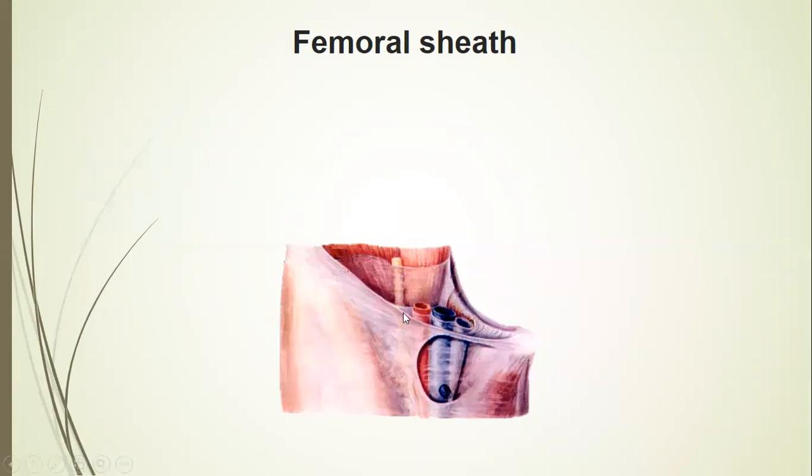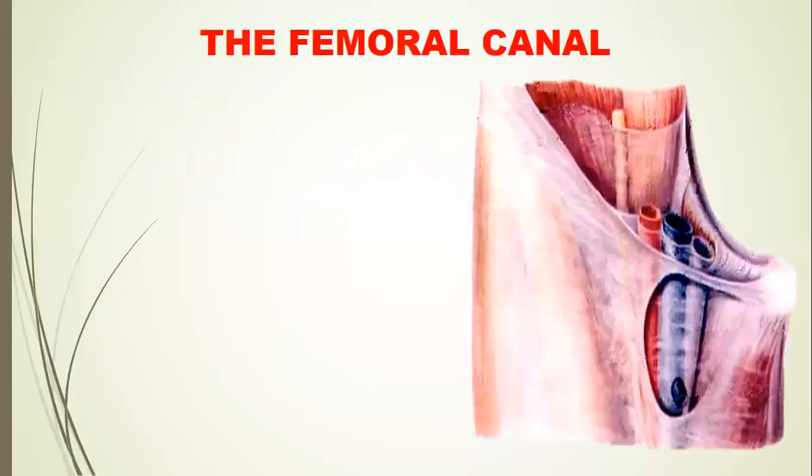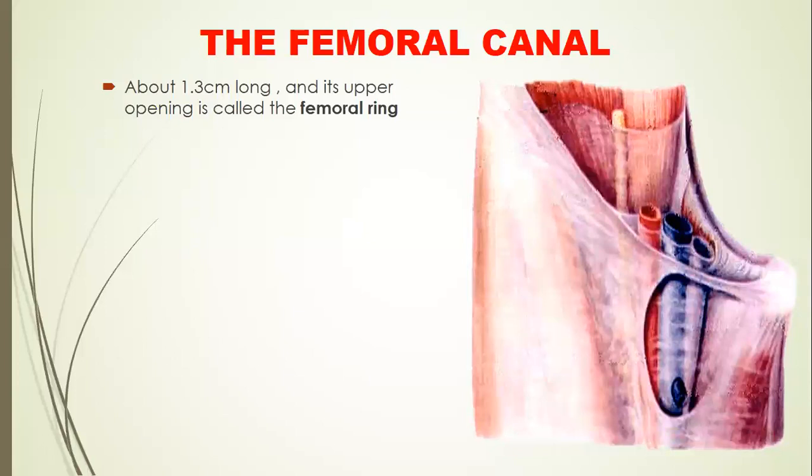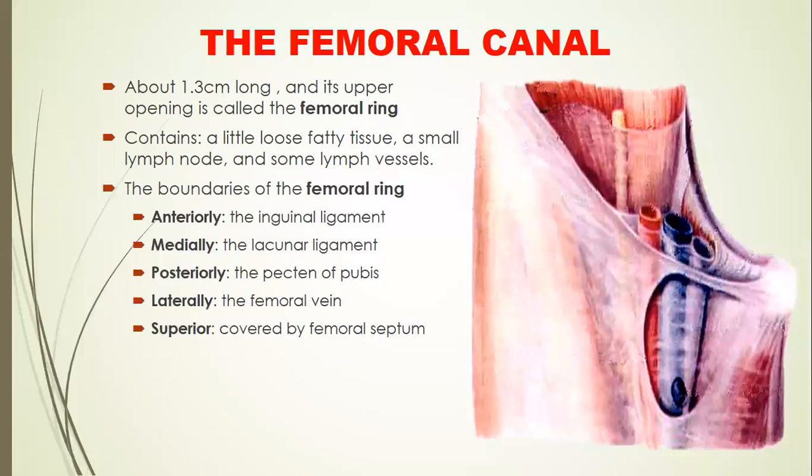So see how this funnel-shaped structure is further divided into 3 compartments: one compartment, a second compartment, and a third compartment by means of these 2 fibrous septa. Again, this is a slightly larger picture of the femoral sheath, and now we focus on the femoral canal.